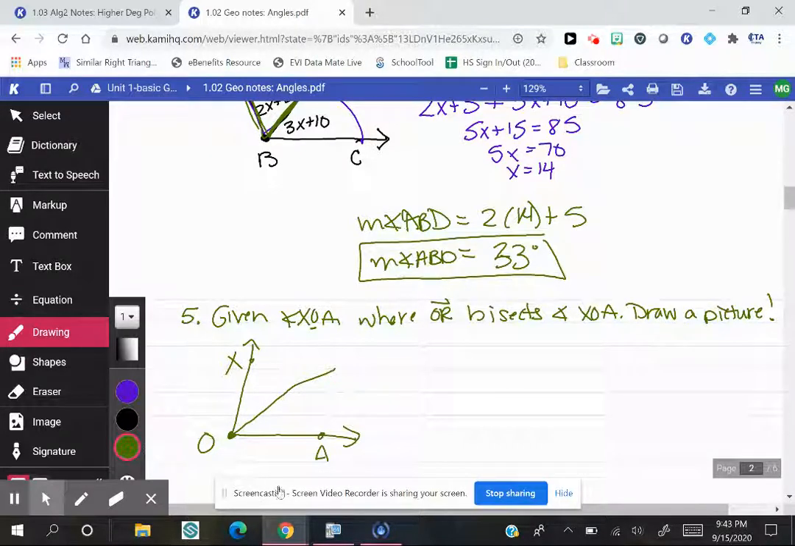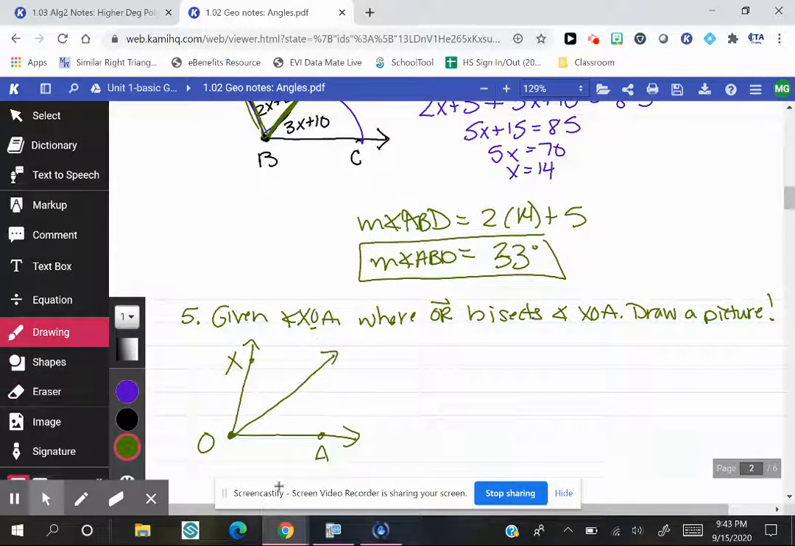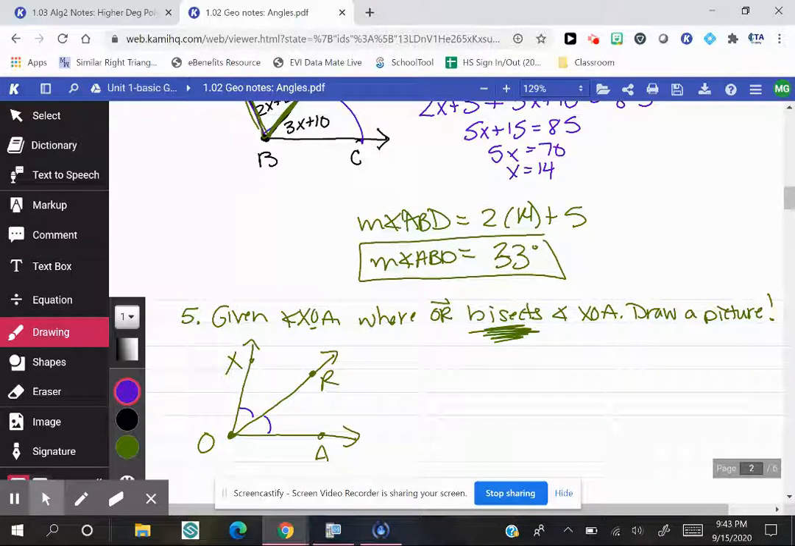Not very straight. There it goes to R. So it says it bisects it. Since we know that it's bisecting it, that means it's going right through the center of the angle, which tells us we have two congruent angles on either side. An angle bisector divides an angle into two congruent or equal parts.